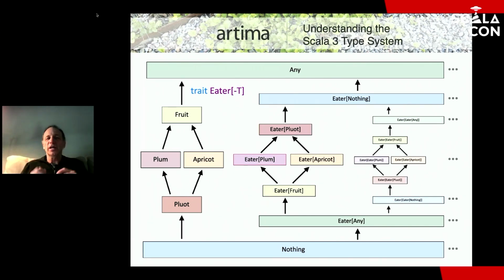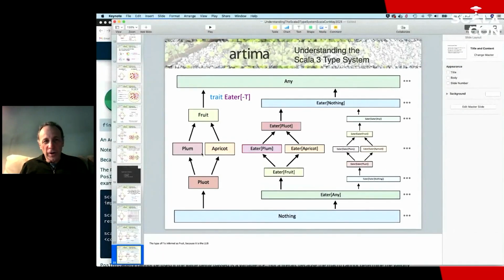So it's actually safe to pass in an eater of fruit where an eater of plum is needed, because an eater of fruit can eat plums. That's the only thing that can be fed to it. And if you can eat any kind of fruit, you can certainly eat plums. So I'm going to point again. And this is the contravariant thing: because plum is a subtype of fruit, and this is a minus sign, a contravariant type parameter, that means that eater of fruit is a subtype of eater of plum.